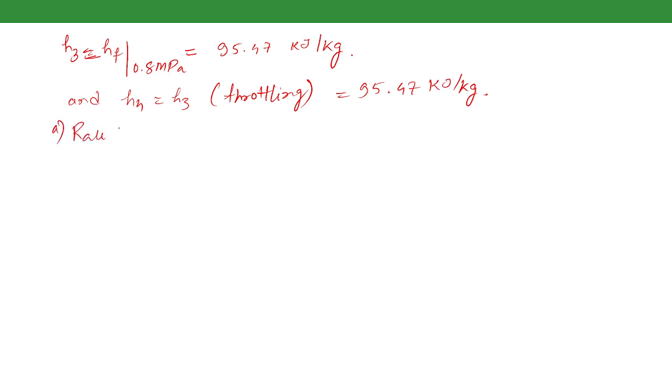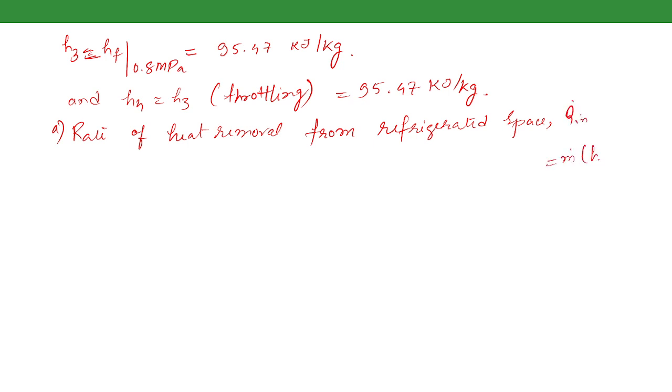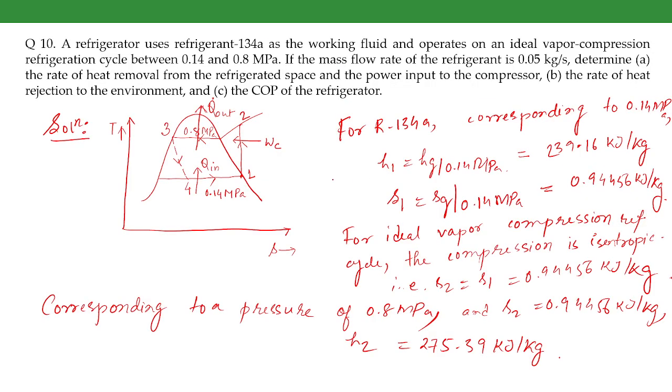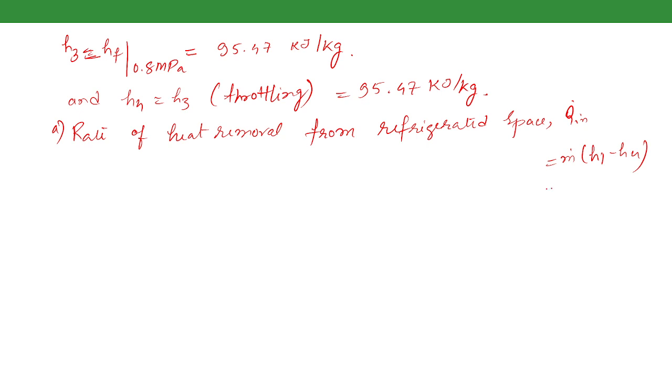Here, the rate of heat removal from the refrigerated space, this is Q in, is m dot times (H1 minus H4). This is the region where the heat is being removed from the refrigerated space. The mass flow rate is 0.05 kg per second. The enthalpy difference is 239.16 minus 95.47. This value comes out to be 7.18 kilowatt.